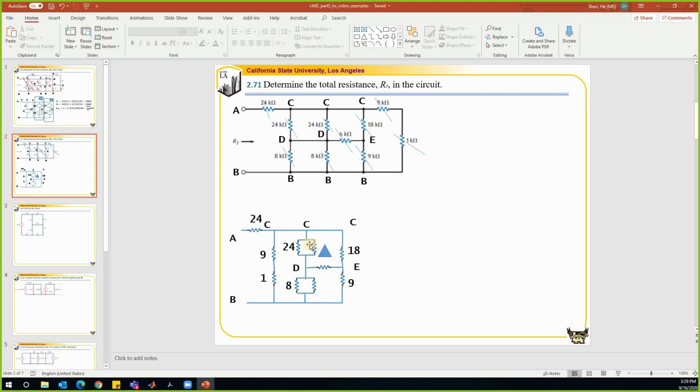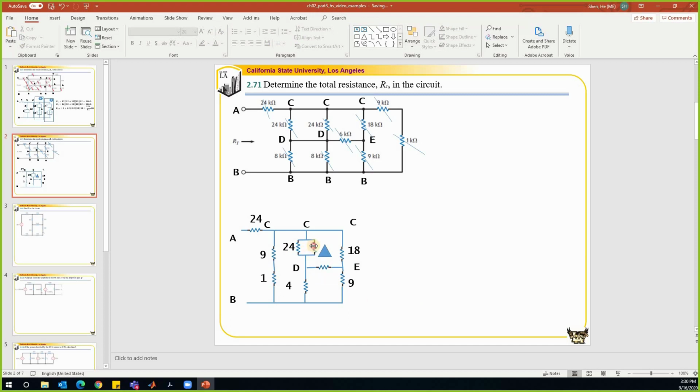Before we do that, we want to simplify this portion first. It has 24 and 24 in parallel, and the combination of that is 12 kilo ohm. So over here, that is 4 kilo ohm. To avoid me drawing another picture, I'm going to work on here. Remember, we already did the first step, simplification. I simplified these two resistors in parallel, and I made it 4 kilo ohm.